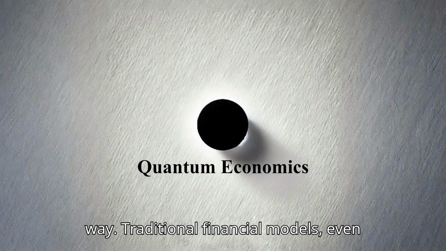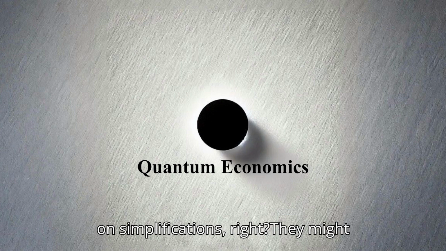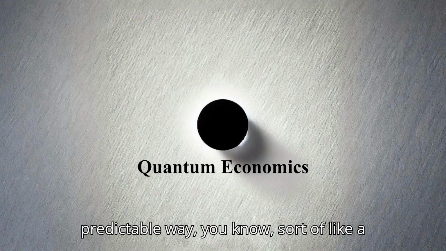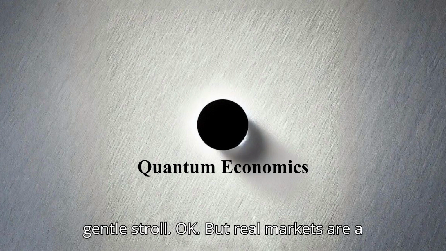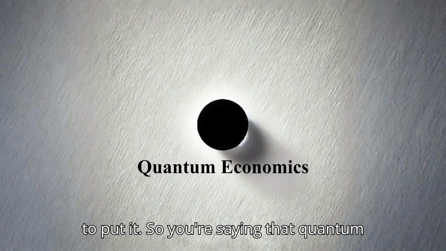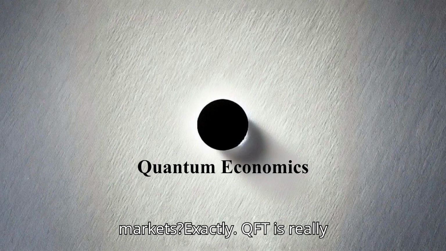So think about it this way. Traditional financial models, even the very sophisticated ones, often rely on simplifications, right? They might assume that asset prices move in this predictable way, sort of like a gentle stroll. Okay. But real markets are a lot more like a mosh pit. That's one way to put it. So you're saying that quantum field theory is better at capturing that chaotic dance of the markets?